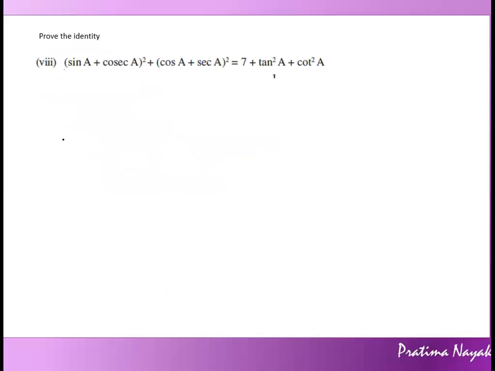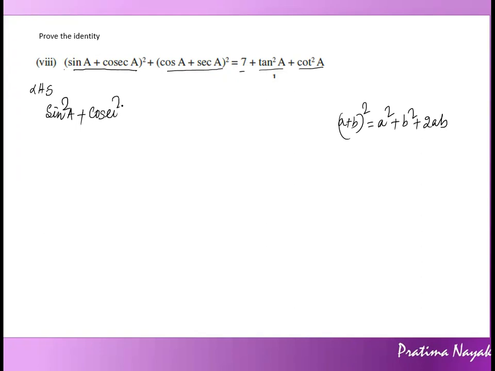Next is 8th. 8th is (sin A plus cosec A) whole square plus (cos A plus sec A) whole square is equal to 7 plus tan square A plus cot square A. So LHS, I can write using the algebraic identity (a plus b) whole square is equal to a square plus b square plus 2ab. So it will be sin square A plus cosec square A plus 2 sin A multiplied by cosec A.